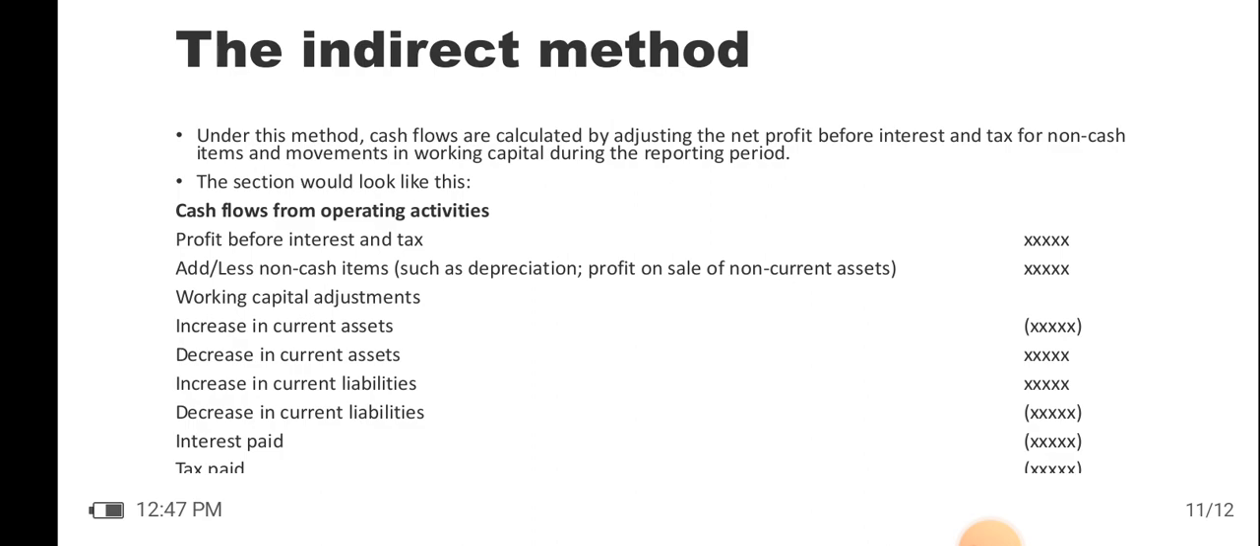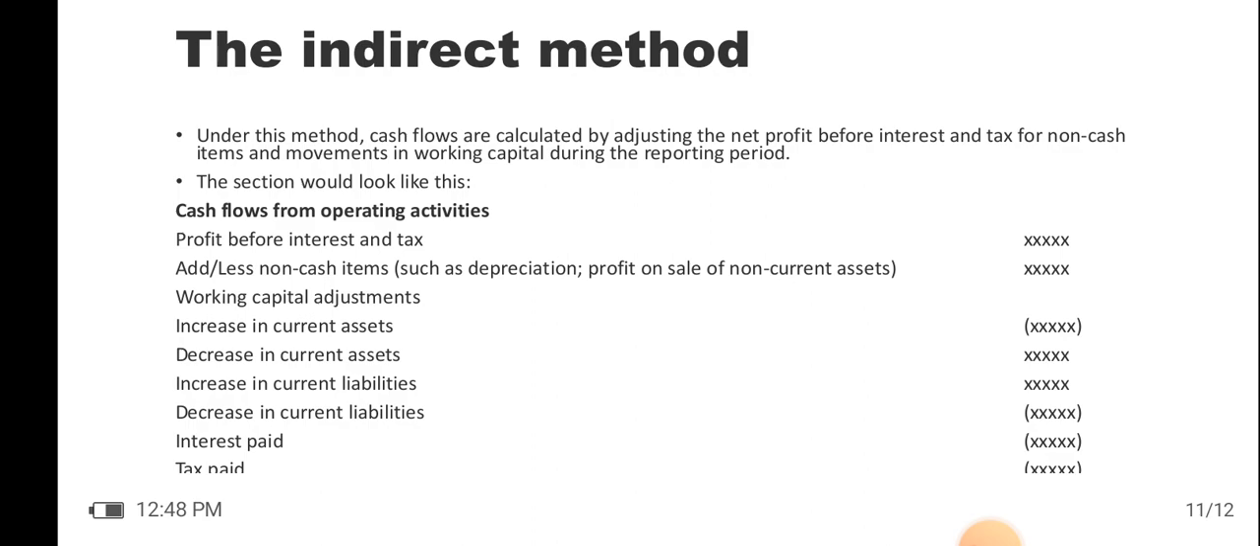So you can see that the heading is just the same: cash flows from operating activities, and then profit before interest and tax is a positive figure there. Sometimes there could be a loss before interest and tax. If it is a loss, you then put that figure in negative form. Then you add or deduct non-cash items such as depreciation, profit on sale of non-current assets.